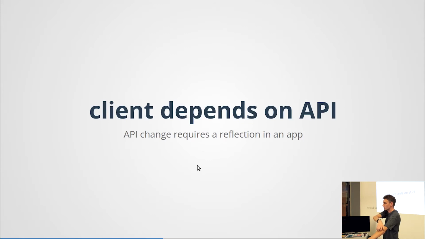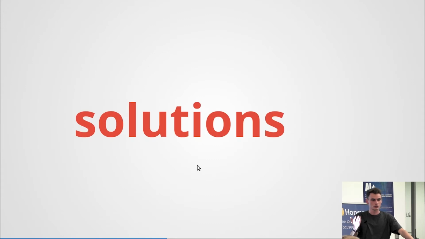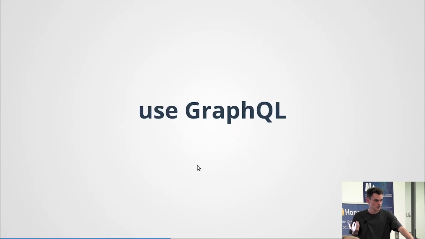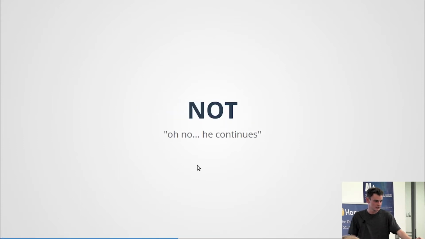And also the client depends on the API. Martin did a really good introduction to GraphQL, so there is no point in explaining all the GraphQL things. I will just skip it to make it a lightning talk. So we've got problems, so let's go to the solutions. You can use GraphQL, and basically that's it. So you can clap and we can go out, but it's not the case.